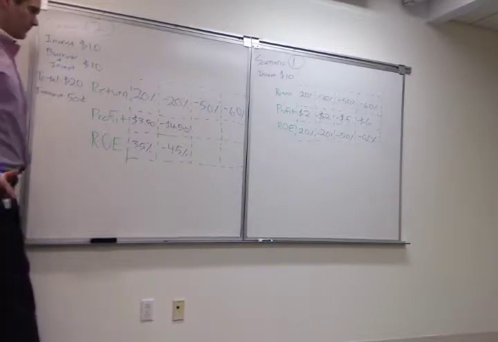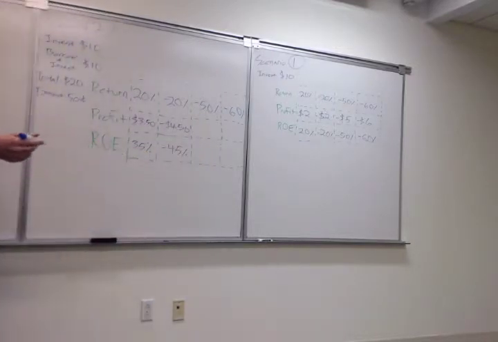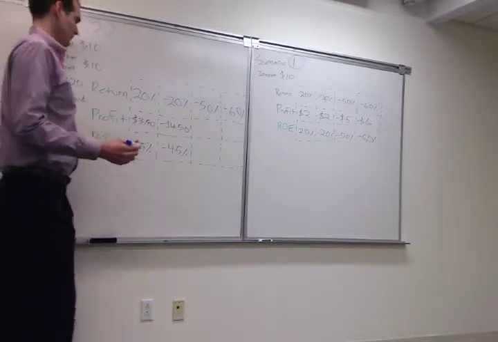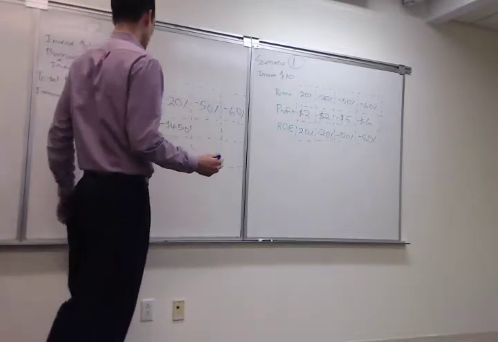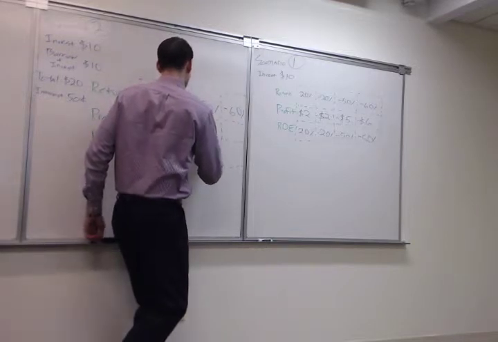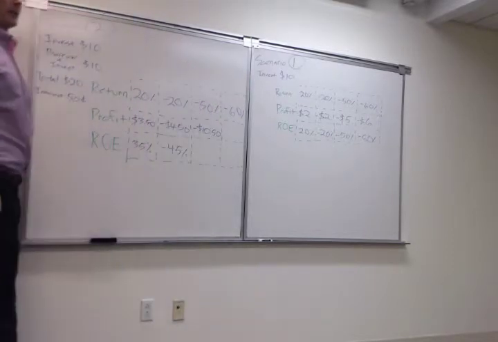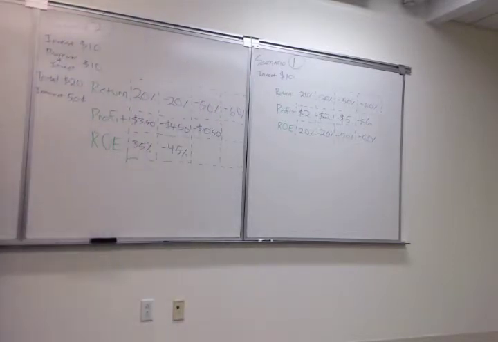Negative $10.50. Okay. So how much money did we have invested? How much equity did we have invested in the first place? 10. How much do we owe the bank? 10. So what do we do now?